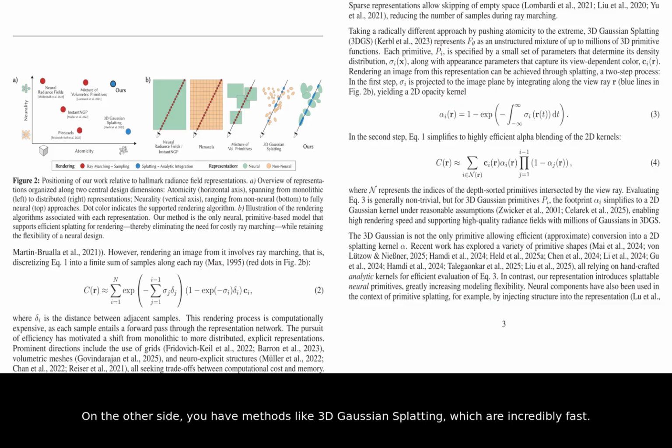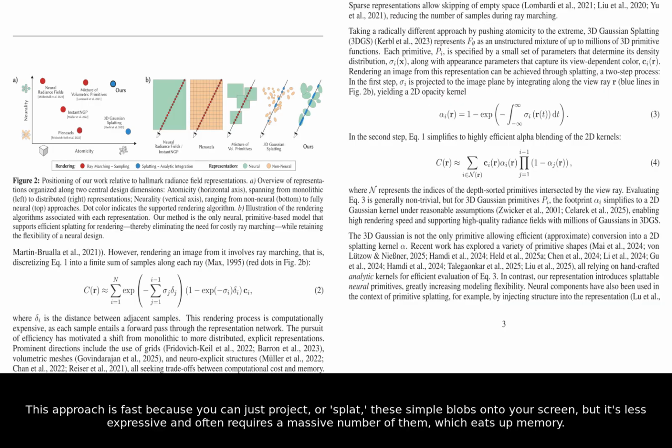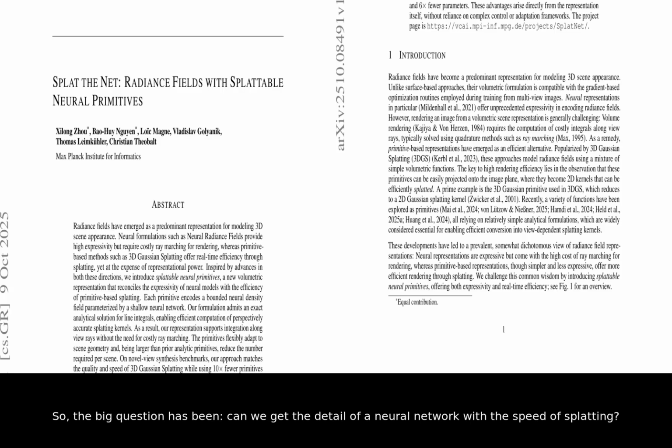On the other side, you have methods like 3D Gaussian Splatting, which are incredibly fast. Think of them as building a 3D model out of millions of tiny, semi-transparent blobs or primitives. This approach is fast because you can just project, or splat, these simple blobs onto your screen, but it's less expressive and often requires a massive number of them, which eats up memory. So, the big question has been, can we get the detail of a neural network with the speed of splatting?